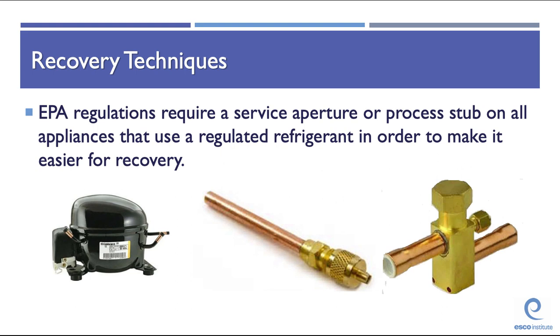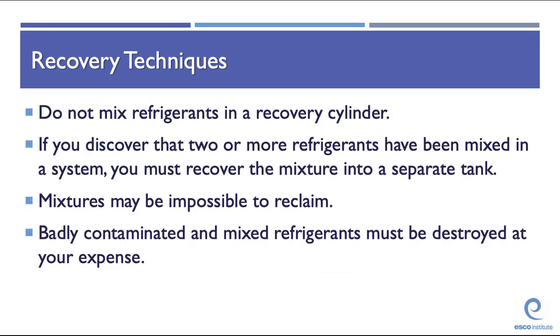EPA regulations require a service aperture or process stub on all hermetically sealed appliances that use a regulated refrigerant in order to make it easier to recover refrigerant. Do not mix refrigerants in the recovery cylinders. If you discover that 2 or more refrigerants have been mixed in the system, you must recover the refrigerant into a separate tank. Mixtures may be impossible to reclaim. Badly contaminated mixed refrigerants must be destroyed at your expense.